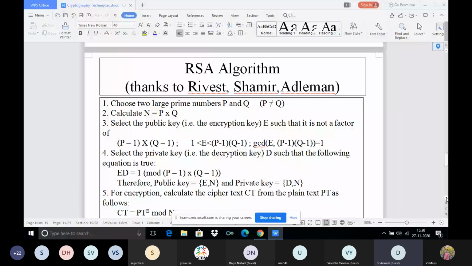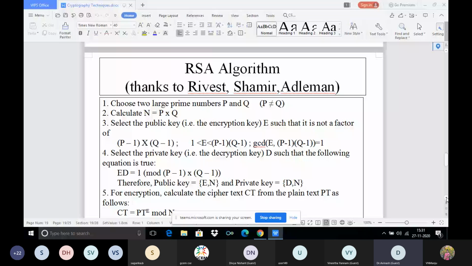How this algorithm works is shown to you. We choose two large prime numbers, P and Q. Remember, whenever we choose these two large prime numbers, both should not be equal, that is, P should not be equal to Q. After we choose them, we have to calculate the value N. N is the multiplication of P and Q.